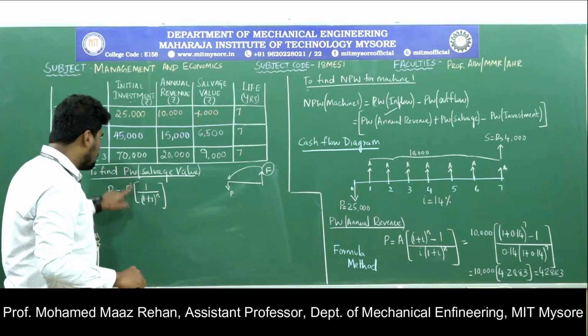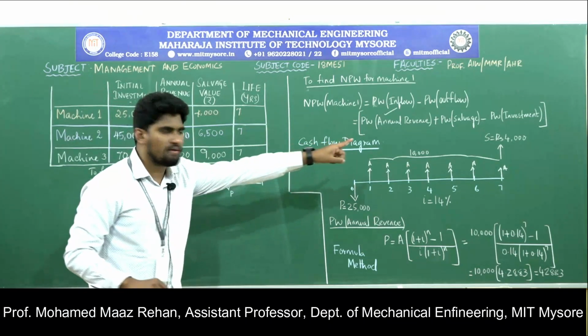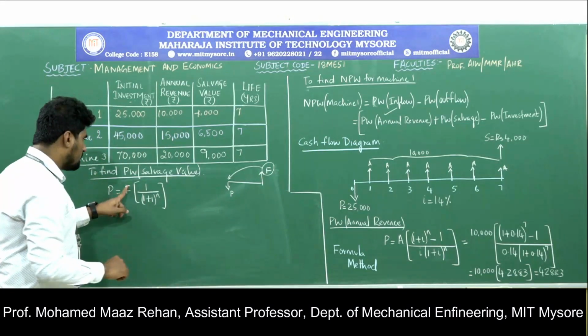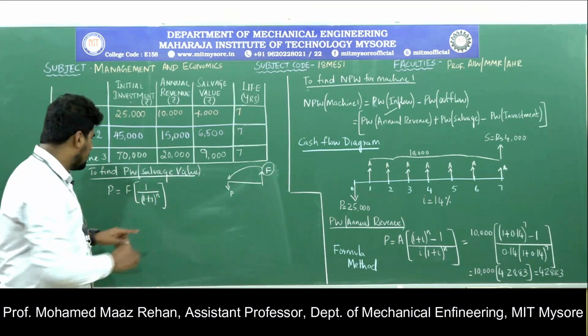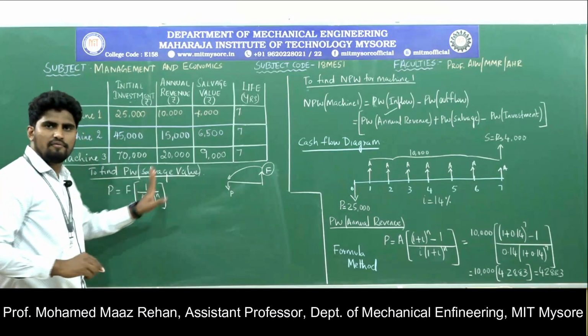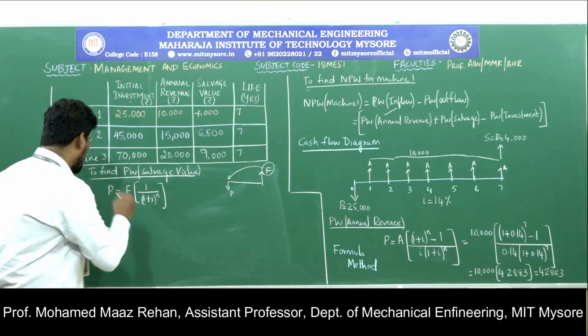So here we know what is the future amount. Future amount, how much they have given? They have given us 4,000. We know future amount, we know I, we know n. So this value we will get directly from the interest table. Okay, how can we write this?